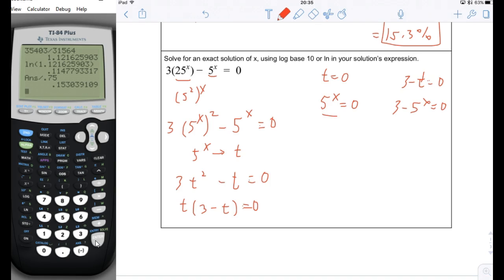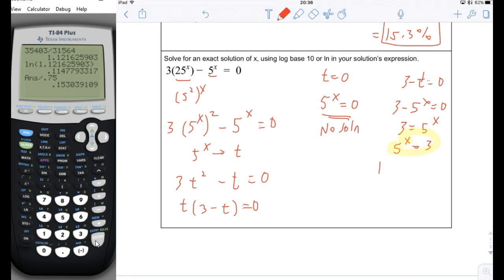5 to the x equals 0 has no solution, because no matter what you put in x, you can never make an exponent equal to 0. It's the asymptote, so it can never equal that. So there's no solution here. 3 minus 5 to the x equals 0. If we subtract 5 to the x from both sides, we end up with that. And then we can find a solution to this. The way we find it, we're going to put the number on the right, and then we're going to do the snail.